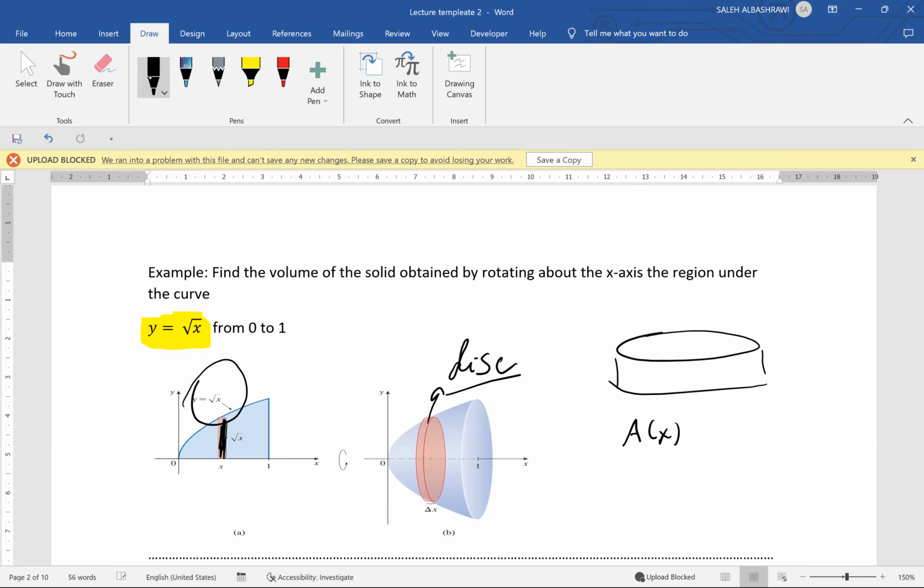The volume of the cylinder is given by A(x), which means the area of the base, multiplied by the height, which is delta x in this case. So we are using delta x as the height or the width of the cylinder. Now for the area of the base, we think about it. This will be my radius. I have a circle. The r itself is given by square root of x, which is this function.